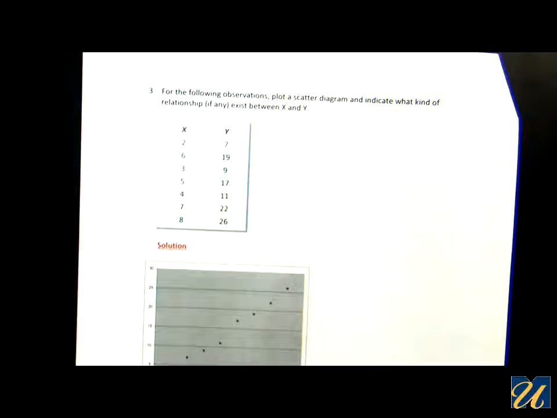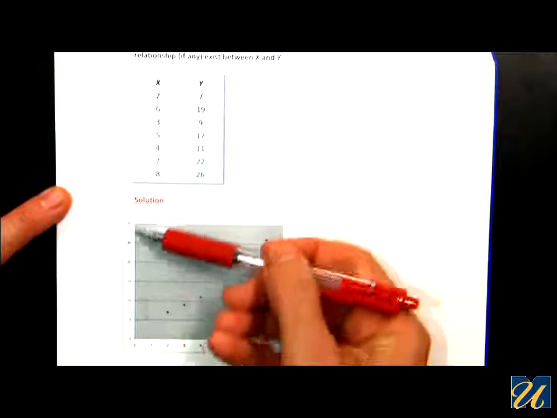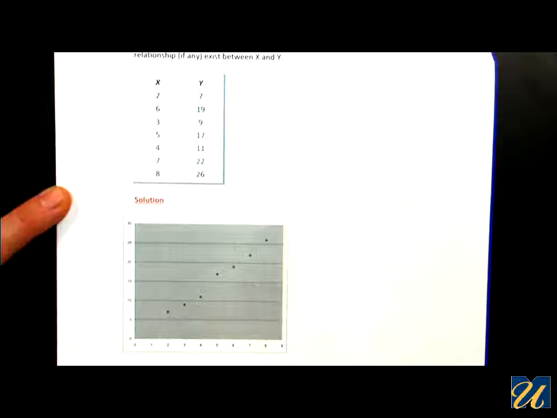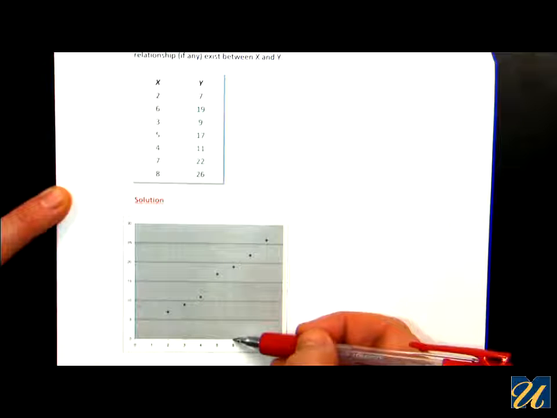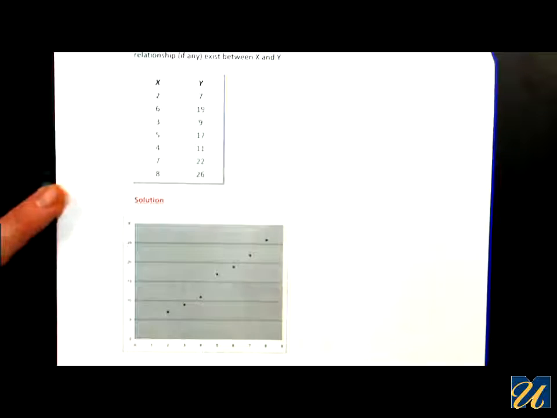Now, for the following observations, plot a scatter diagram and indicate what kind of relationship, if any, exists between X and Y. So, we are given the data sets. We have the X and the Y. We create the scale, and we go to our graph and fill in the points. So, when X is 2, Y is 7. So, this is your first point. When X is 6, Y is 19. So you go all the way here. And you should end up with a scatter plot that looks something like this.